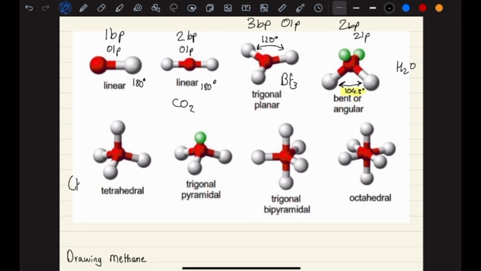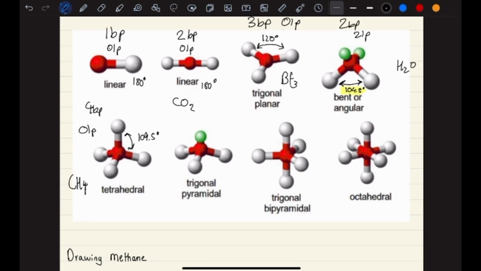Tetrahedral, very common example, methane. So the bond angle here is 109.5 degrees. Tetrahedral. And it's just going to be 4 bonding pairs, no lone pairs. Next, we go to the trigonal pyramidal. Very common example of this one is ammonia, where we have that lone pair in green. We've got 3 bonding pairs and 1 lone pair of electrons.